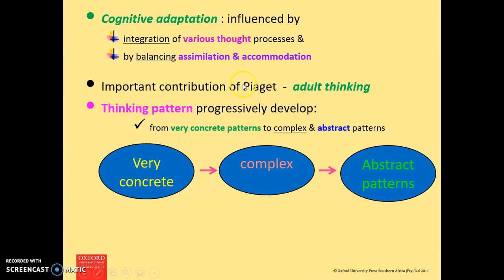The importance of Piaget's contributions is in terms of adult thinking. So the definition of adult thinking is a thinking pattern that progressively develops from very concrete patterns to complex and abstract patterns. So I mentioned in the beginning that with concrete patterns of thinking, the patterns are very clear. If you see, for example, a picture of a flower, you can tell directly that it's a flower, that it's not an animal. So you can differentiate one thing from another if we have concrete thinking.